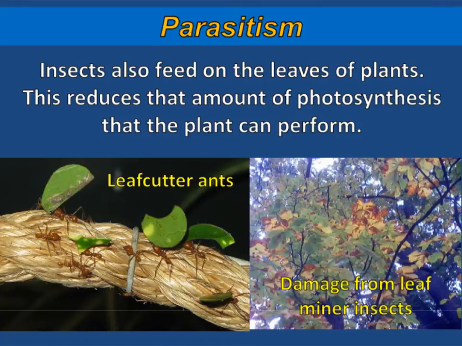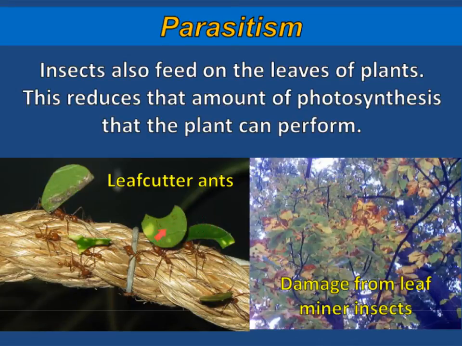Number 6, how do many insects hurt trees? Insects can also be a parasite, okay? So for example, insects also feed on the leaves of plants. Class, remember what process occurs in the leaf of plants? That's photosynthesis. So if you look in this picture right here, these leaf cutter ants, they cut off these leaves off of the tree.